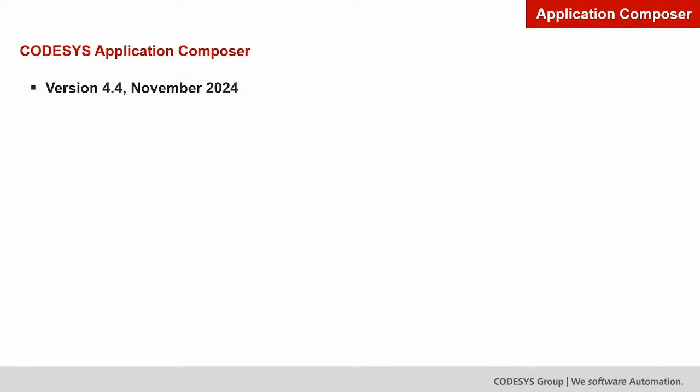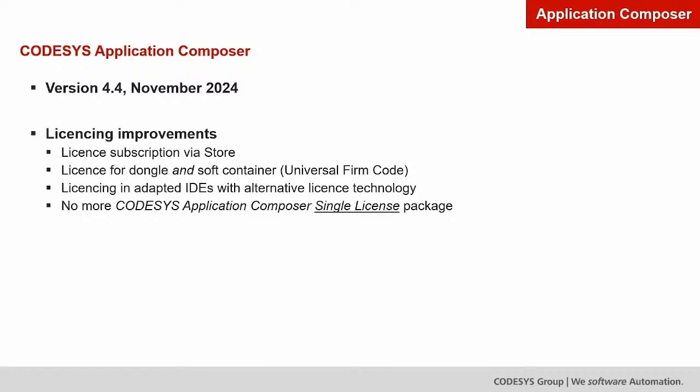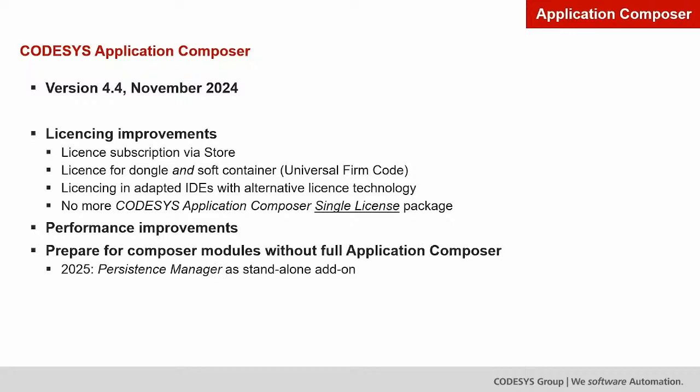Next, Application Composer will be released in November. It includes licensing improvements like license subscription via the store, not via sales, license for dongle and soft container, licensing in adapted IDEs with alternative license technology, and no more separate single license package. Furthermore, it includes performance improvements in the code generation and a preparation for Composer modules without the full Application Composer. Like next year, we will release the Persistence Manager as a standalone add-on.